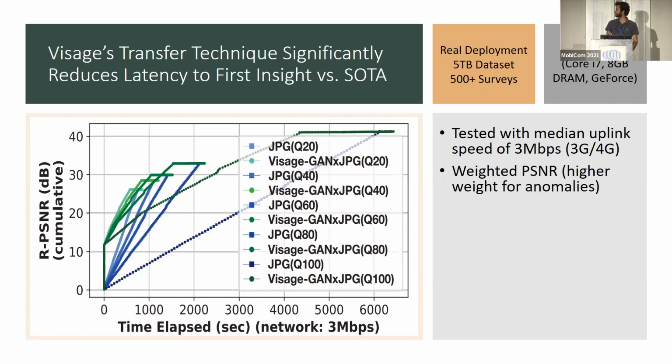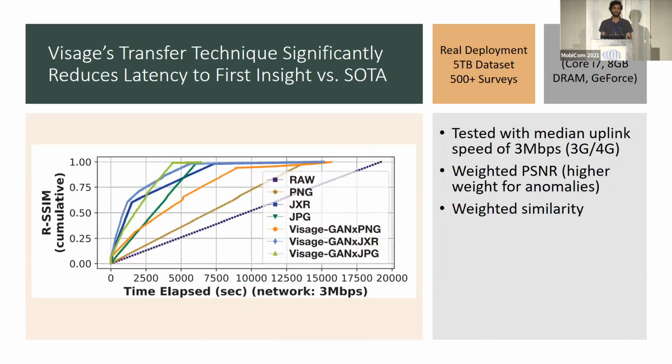So in this graph, what I'm showing is on the x-axis, we have time, and on the y-axis, we are measuring how accurate the data is. The higher it is, the better, of course. So what we notice is Visage with existing encoding and decoding techniques achieves high quality in much less time. And we did a similar experiment with a different metric that is called weighted similarity. And here we also found that we reach high fidelity of the data in very less time with Visage compared to other systems.